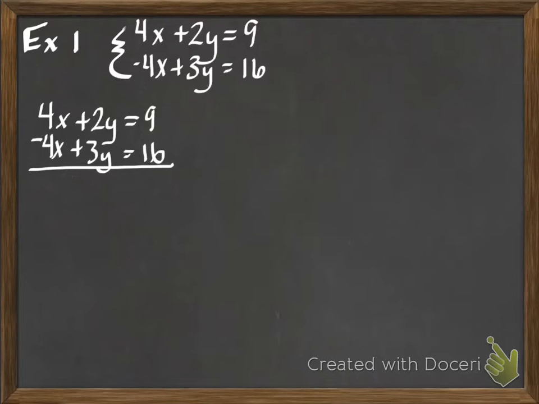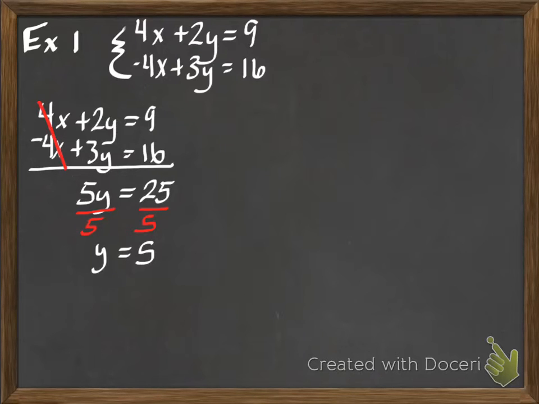That causes your x's to cancel out, leaving us with 2y plus 3y equals 5y. 9 plus 16 is equal to 25. The equal sign will continue to drop down exactly in its same location. Now I'm going to solve that equation, 5y equals 25, by dividing both sides by 5. And y is equal to 5.